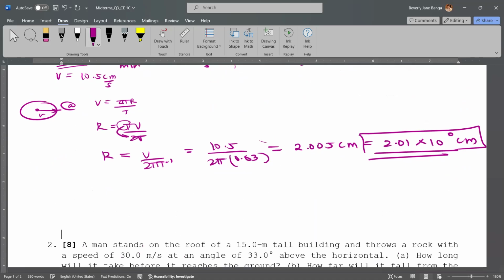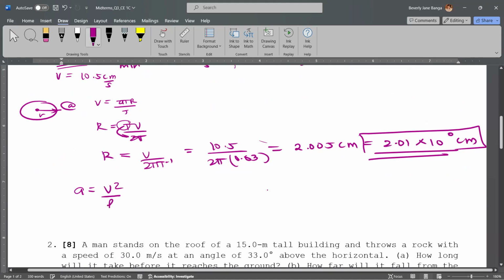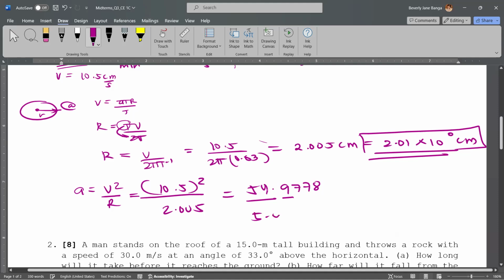For the acceleration, I simply want to get a. Either formula, it's up to you, they're the same. So this will give me 10.5 squared over 2.005, which is equal to 54.9778. Here, class, the first number is 5, the third number is 9. I will not make it 5.49 because the number beside it is 7.